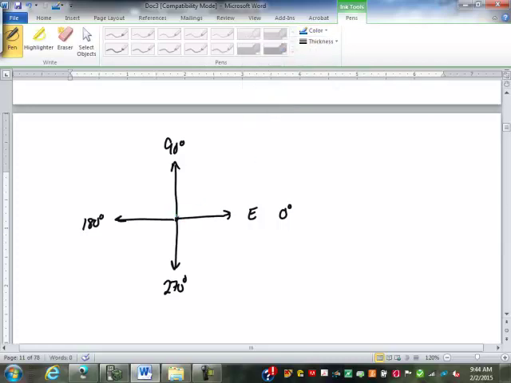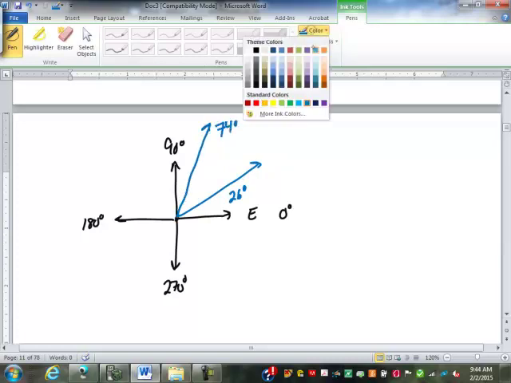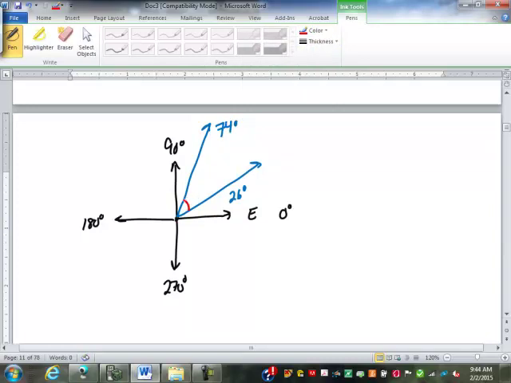So let's say we had a ray that pointed off in this direction. Let's say that's at 26 degrees. And another ray that pointed off in this direction, let's call that 74 degrees. The angle between those two rays was defined as the difference between those directions. So 74 minus 26 is 48 degrees. So this angle was defined to be 48 degrees, the difference in their directions. That is the original and probably most technical definition of an angle.